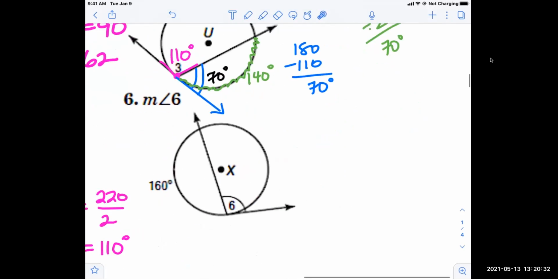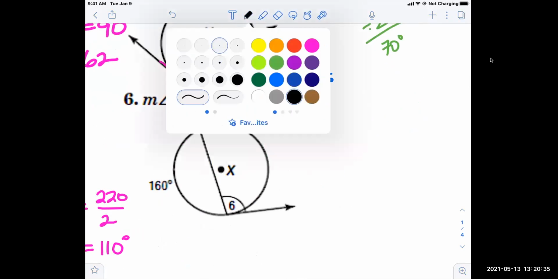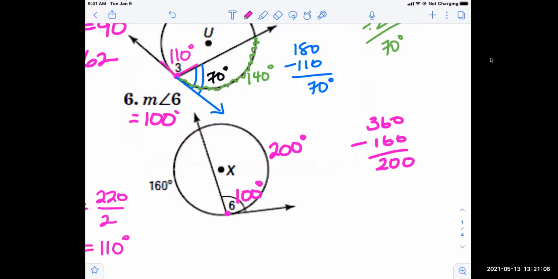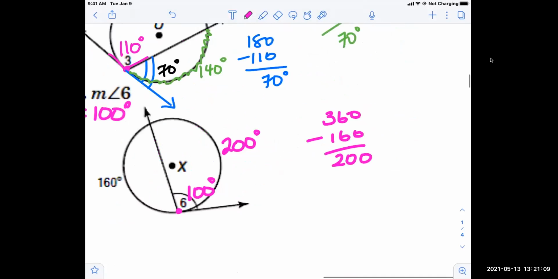All right, number 6. Where's the vertex of the angle? On the circle. Okay, so vertex is on the circle. Which arc measure are you using? 160 or this one? Did we use 160 to get the angle measure? Okay, so this one's going to be 200 because 360 minus 160 is 200. So what's the angle measure? It'd be 100. Sorry, my 160 doesn't look like 160.